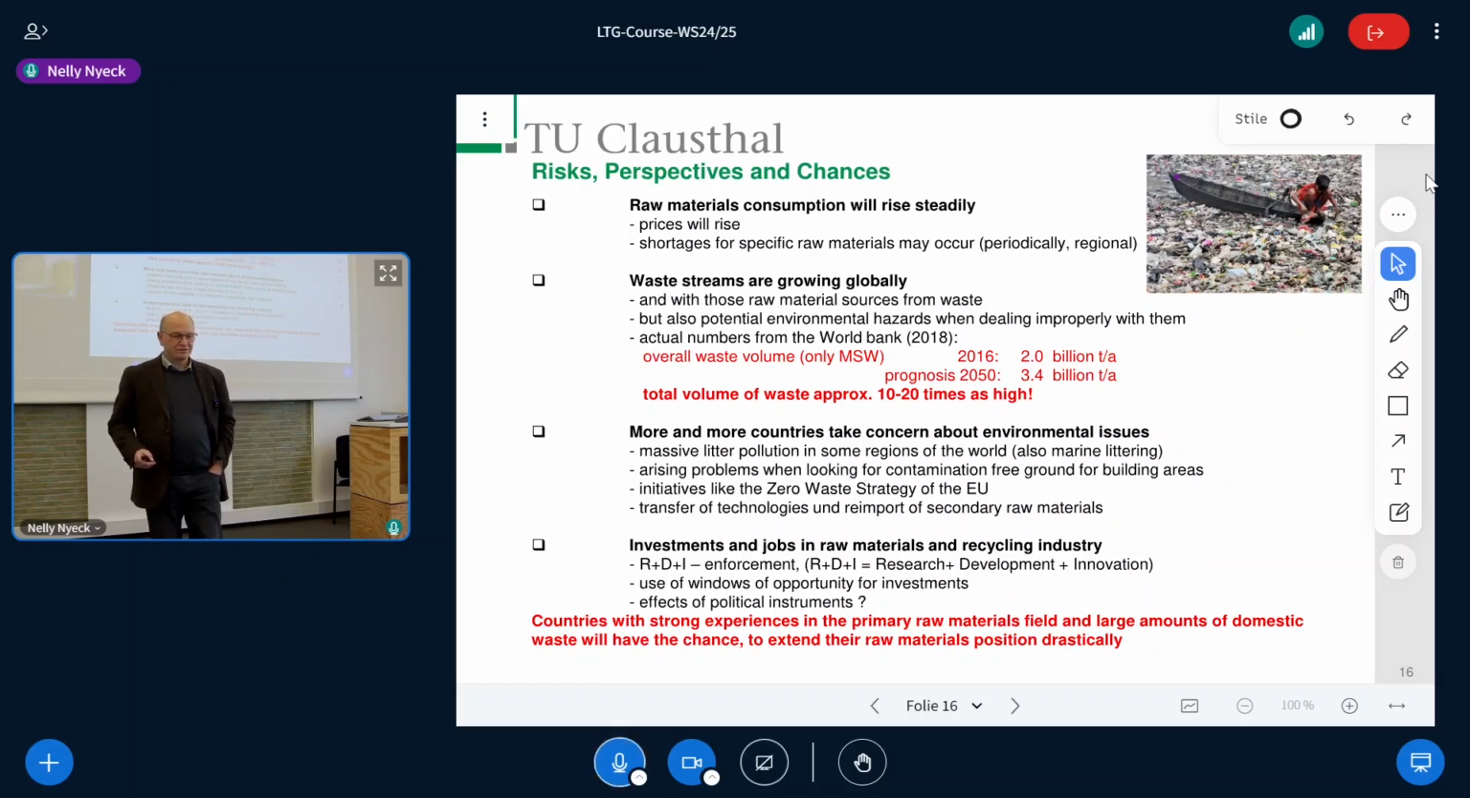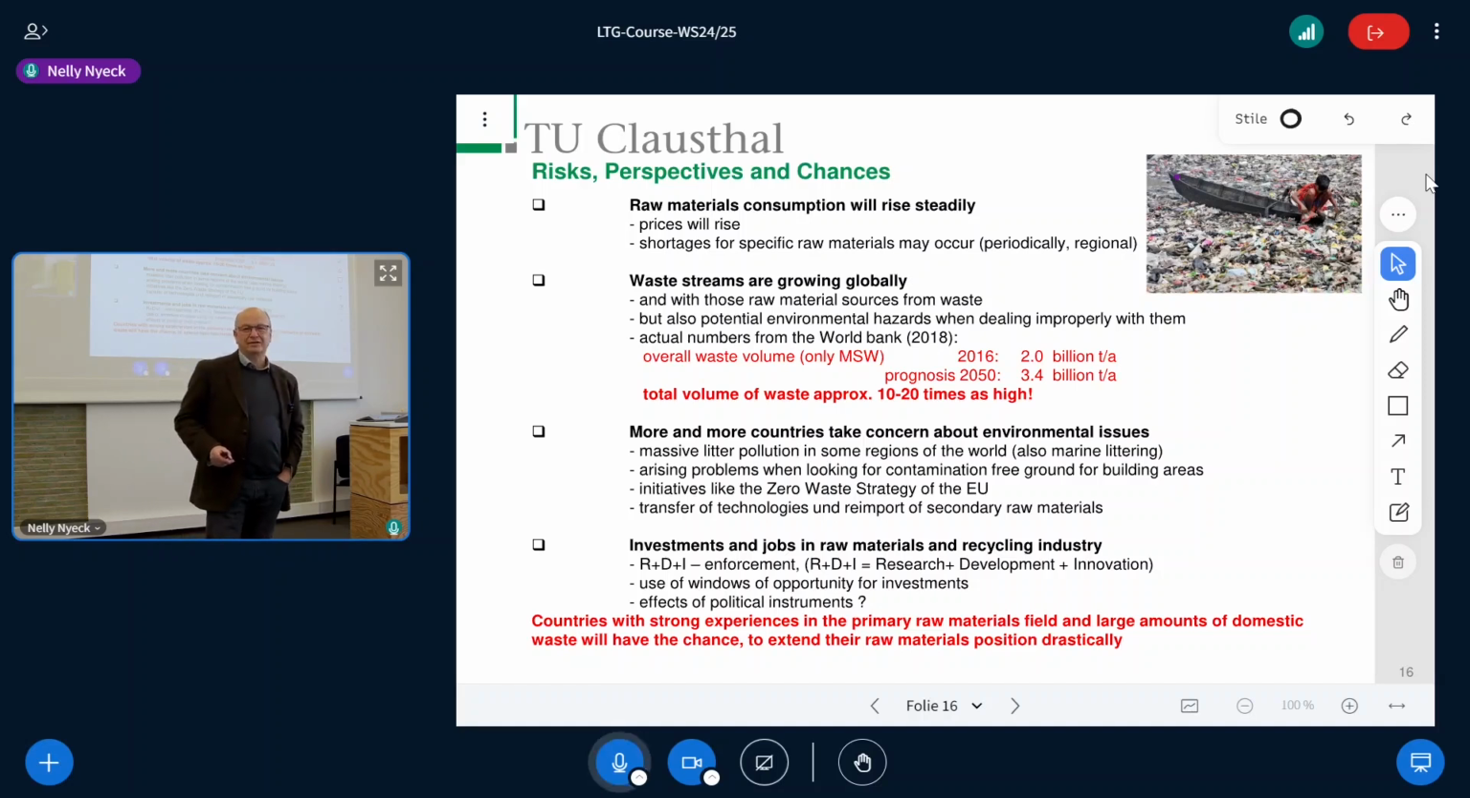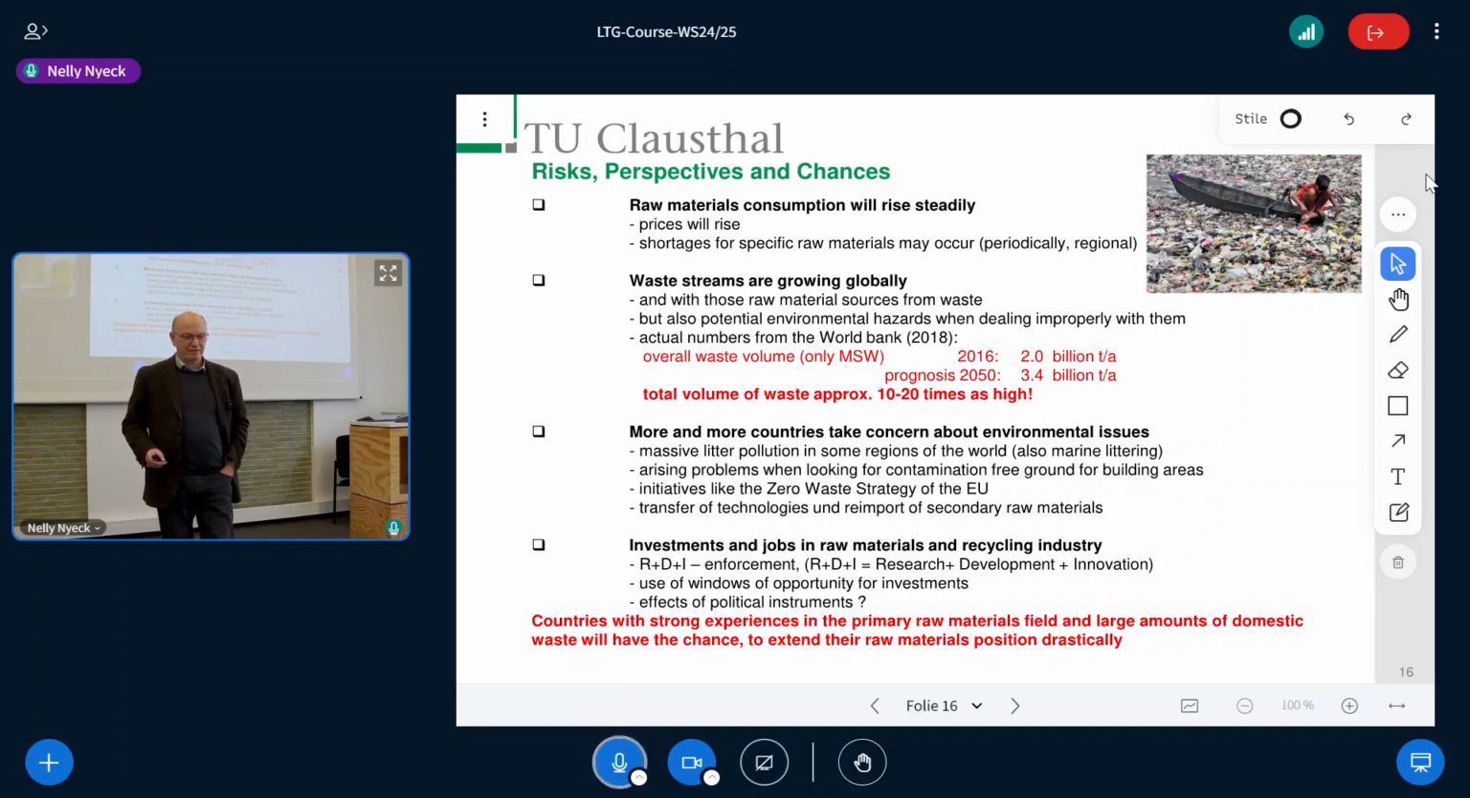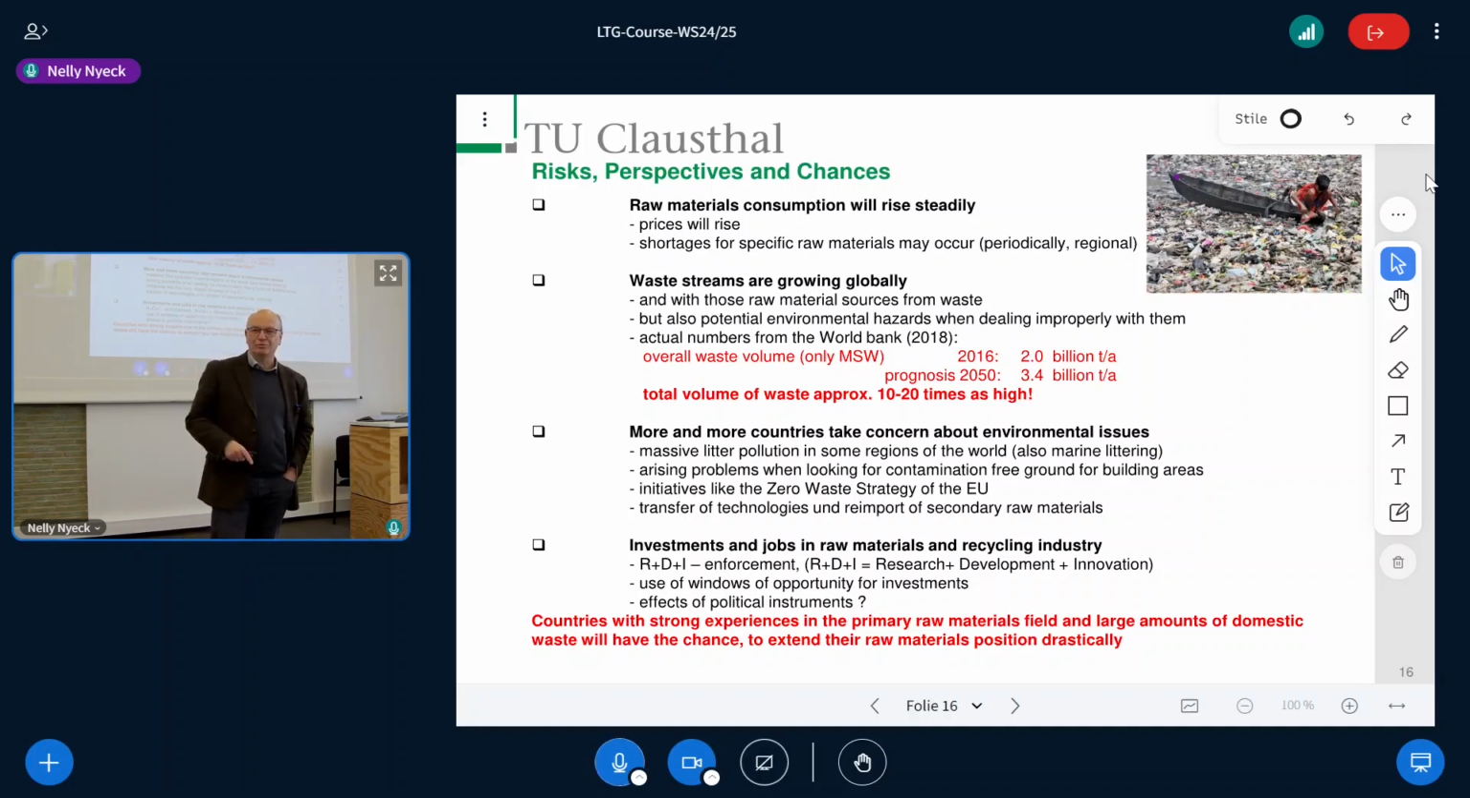And the question is investments and jobs in the raw materials and recycling industry. In fact, there has been a big change. When I started my professional career, I started in the primary raw material business, actually here, because one of the two big raw material generation companies, mining companies, of Germany was here, Preussag. At that time it had about 70,000 people working for it, a big company in this field. And meanwhile, it doesn't exist anymore.